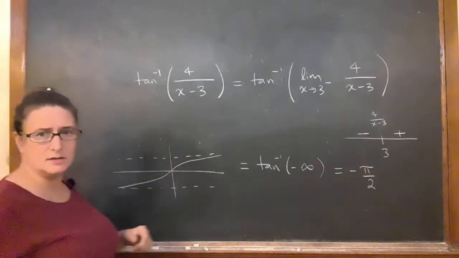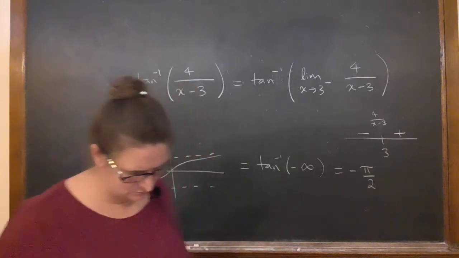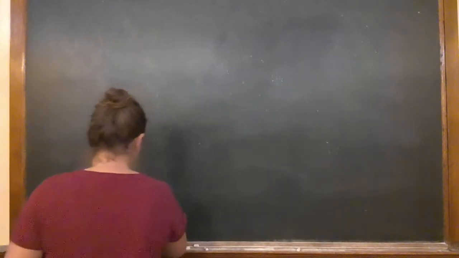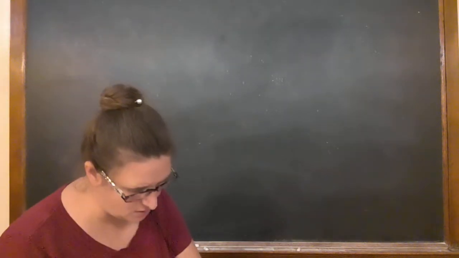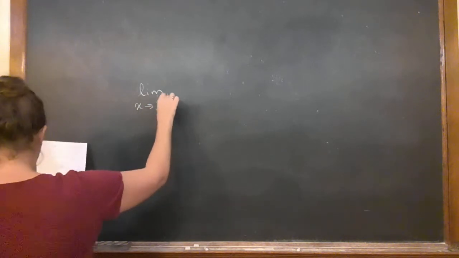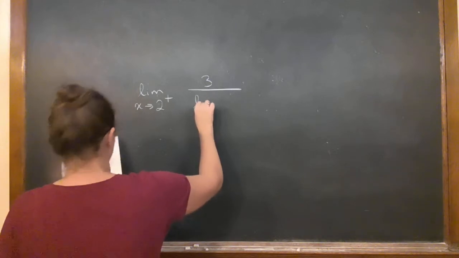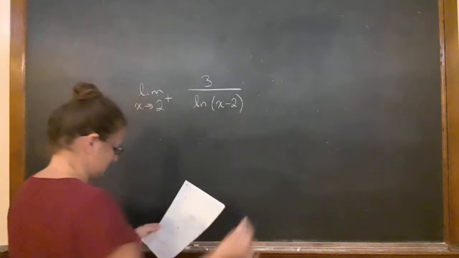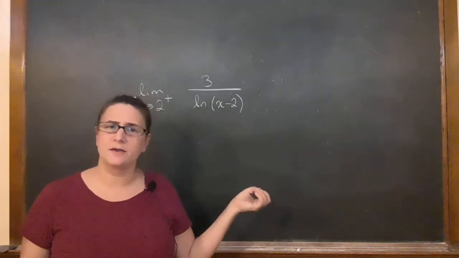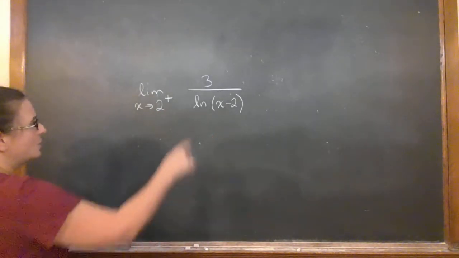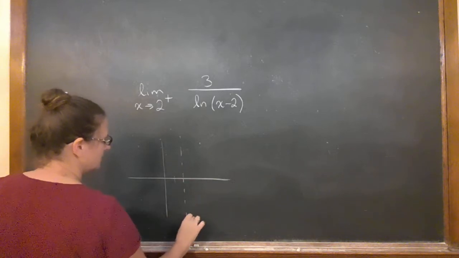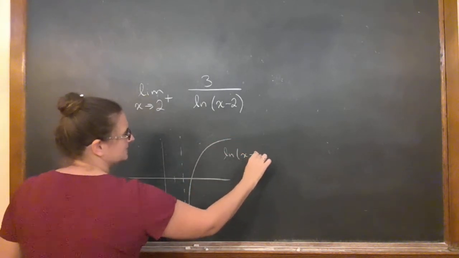Okay, so I have one more, I think, to show you. Also with a natural log, right? So here, the limit as x goes to 2 from the right of 3 over natural log of x minus 2. Now, what does natural log do? Of course, natural log of 0 goes towards negative infinity. And if I'm sticking this in there, this bottom is going to negative infinity. So if I look at that, actually this is my 2, and this is natural log of x minus 2.